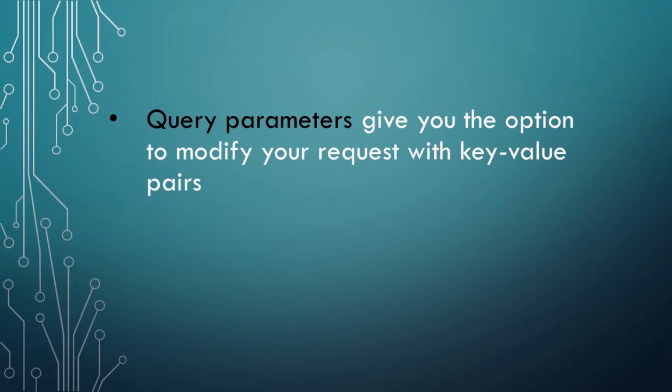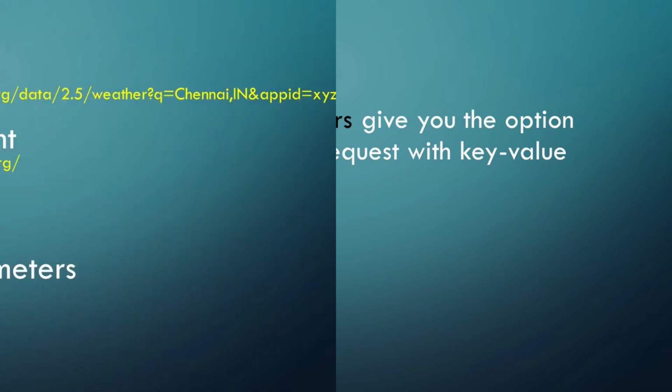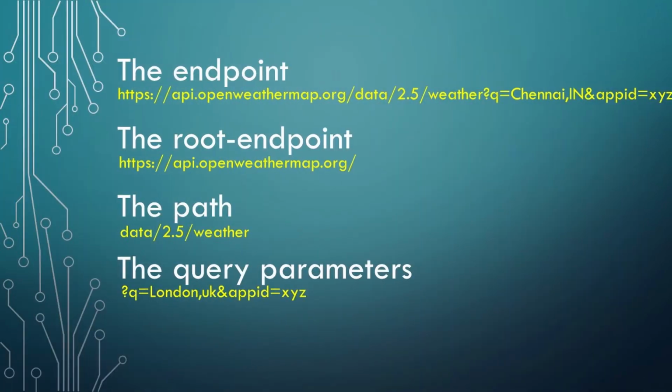The final part of an endpoint is query parameters. Query parameters give you an option to modify your request with key-value pairs. They always begin with a question mark. Each parameter pair is then separated with an ampersand, like the one I am showing on the screen.